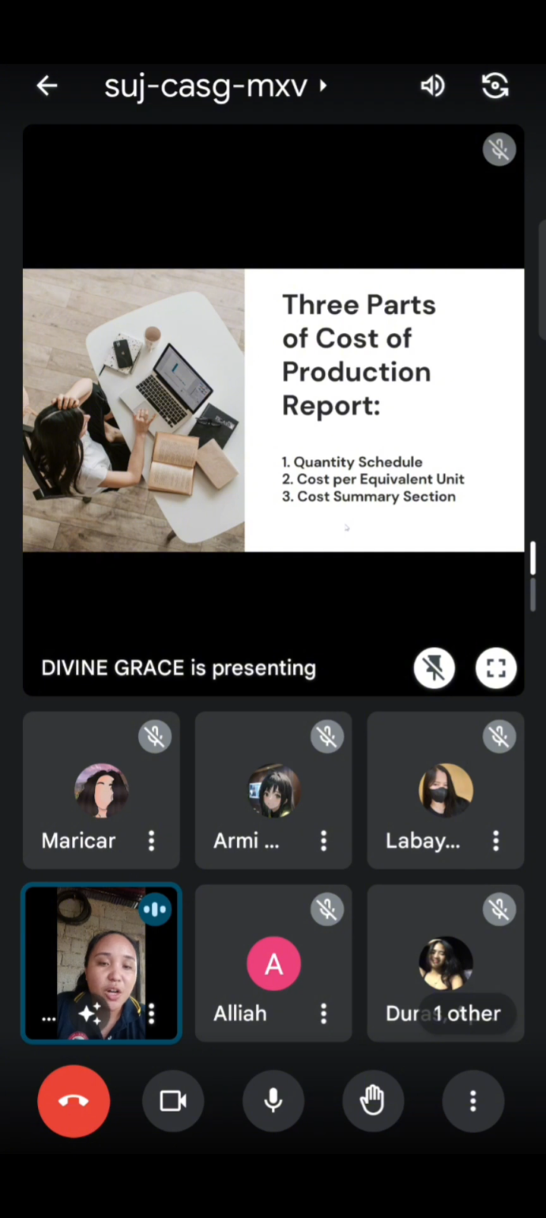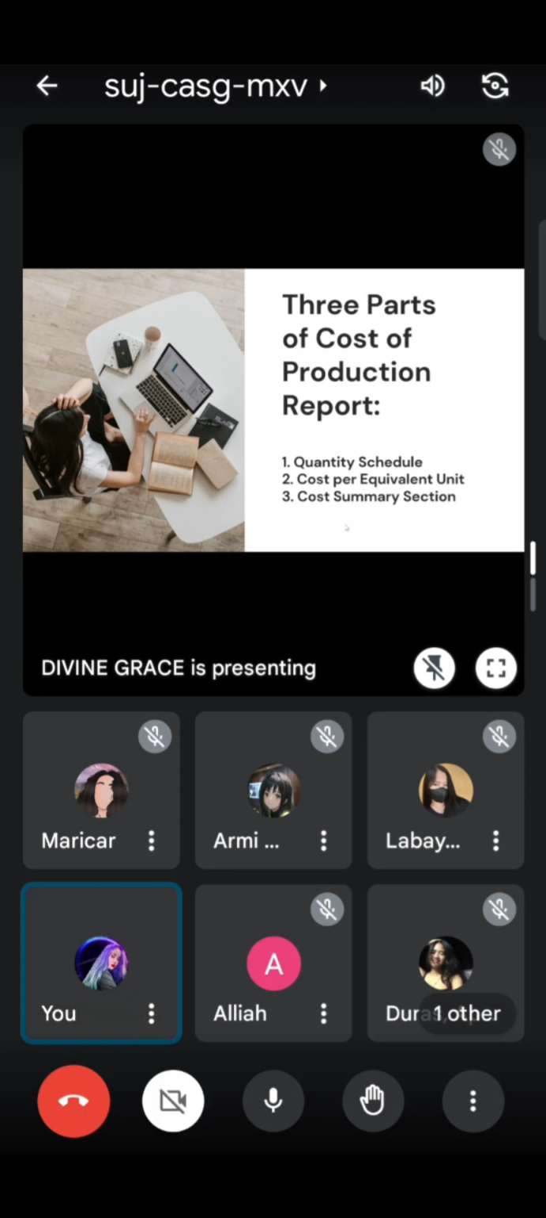Ngayon naman dito sa cost summary section, dito niya na makikita lahat ng nagastos niya including sa materials, sa labor niya, and dun sa other expenses niya. And then, yun nga, cost summary section from the word itself, summary or cost summary or lahat ng buod ng nagastos niya. So, yun lang. Next.